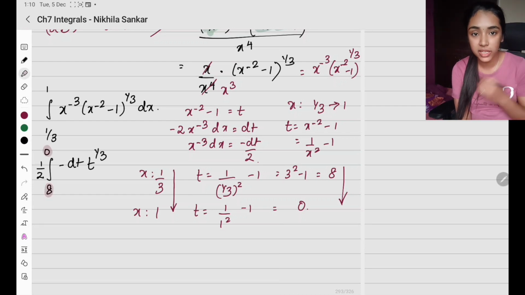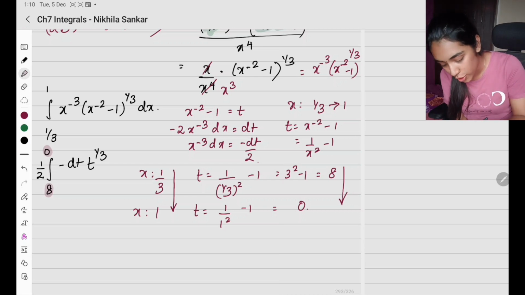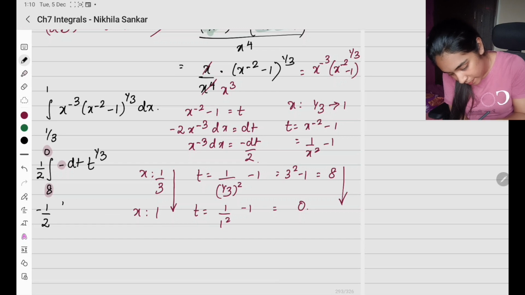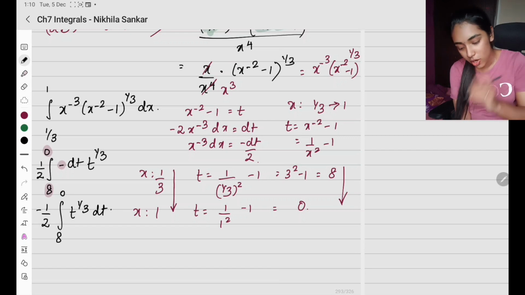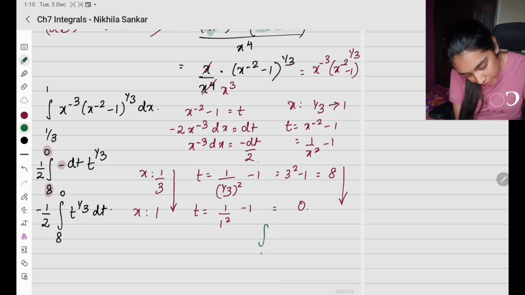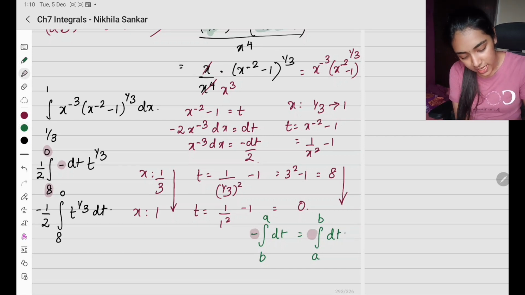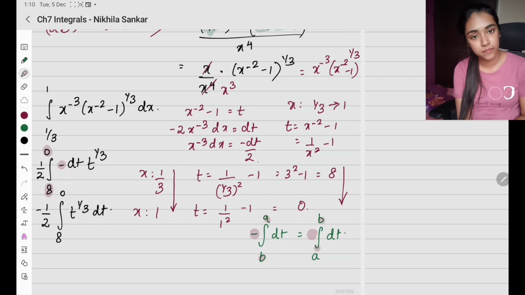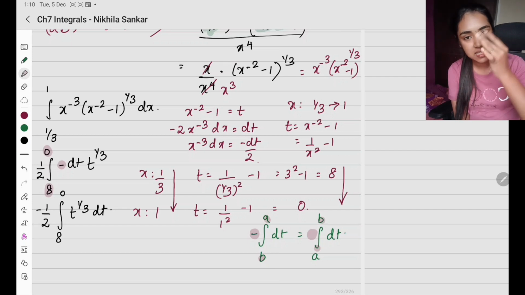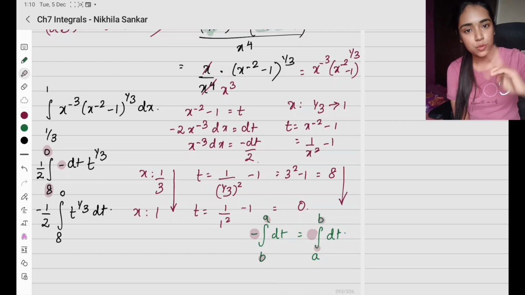But can it be like that? It should not be. But what are we going to do? What do you notice? I have a minus here. When the minus comes outside, I have minus half times the integral from 8 to 0 of t to the 1 by 3 dt. Always remember the integral of b to a of minus dt gives me a to b of dt. That is, if this minus sign is there, I can remove the minus and interchange the limits. If there is a minus, change it to plus and swap a and b.